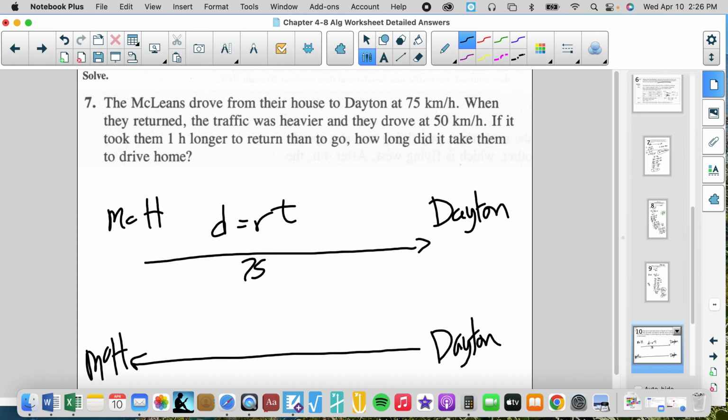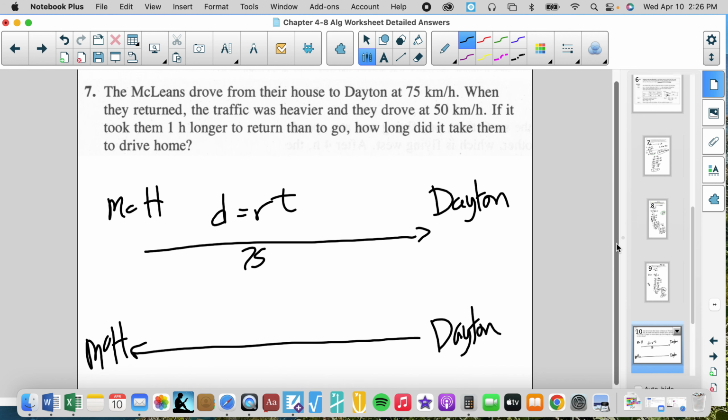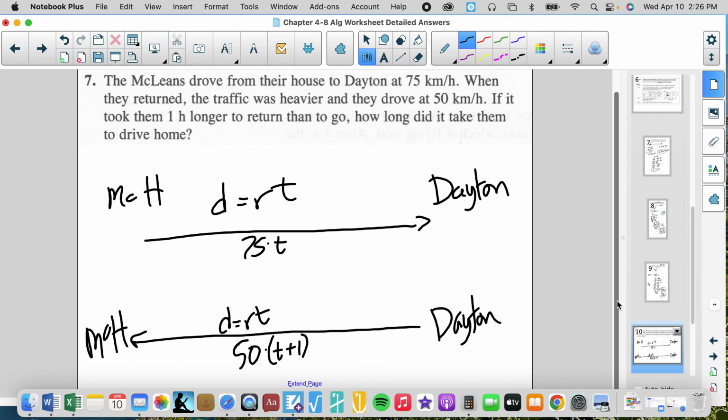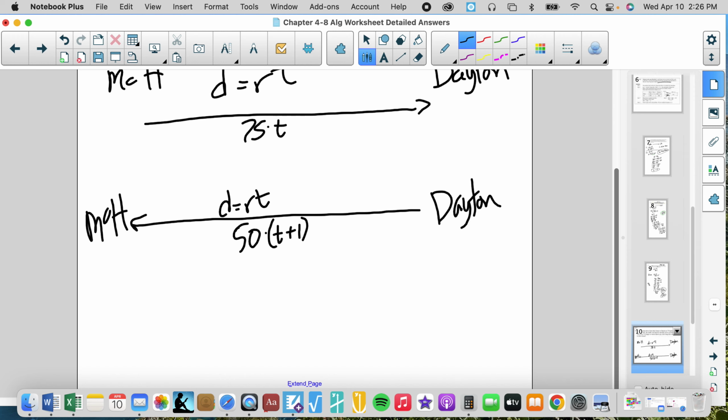What do we notice about the distance? It's the same, yes. From the McLean house to Daytona is going to be the same as Daytona to the McLean house. And when they went home, their rate of speed was way, way more trafficky. If it took them an hour longer to return, we know time is going to be T, and time going home is going to be T plus 1 because it took an hour longer. But what do we know about the distances? They're going to be the same.